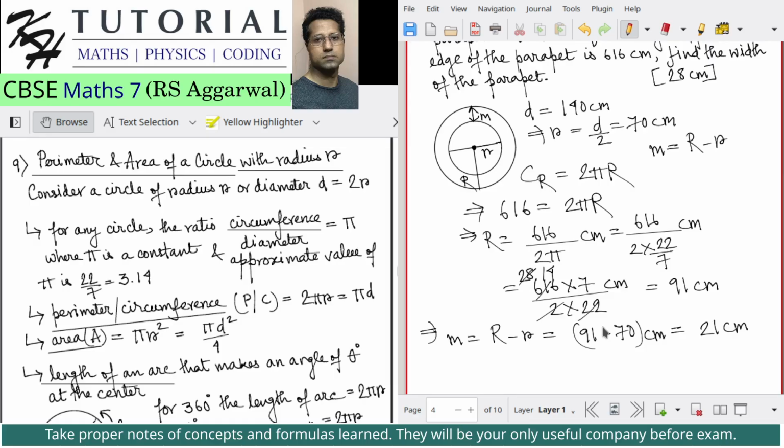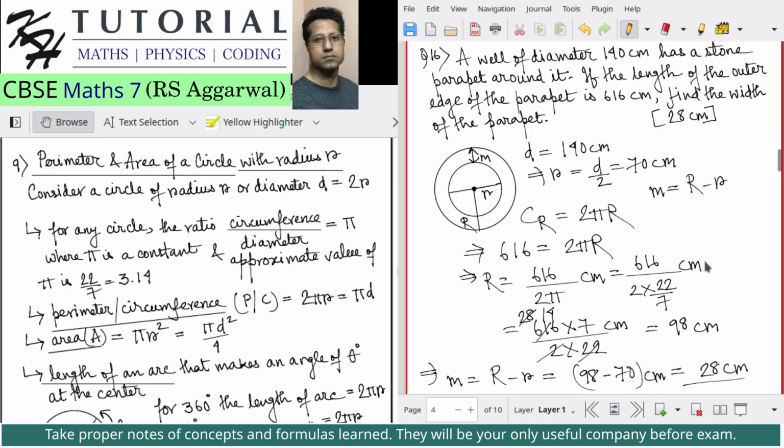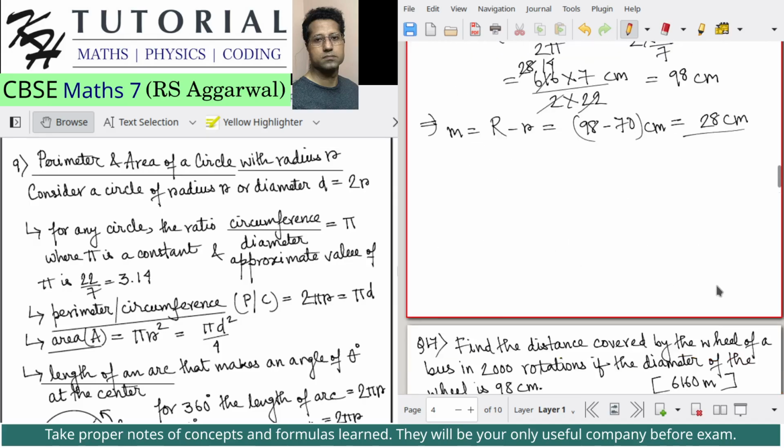44 and 176, so it must be 28. Okay, and 2, 14. Oh, sorry, this is not 91. This is 98. 7 multiplied by 14 is 98. So we have the width of the stone parapet is 28 centimeter. Okay, let's do the next problem.